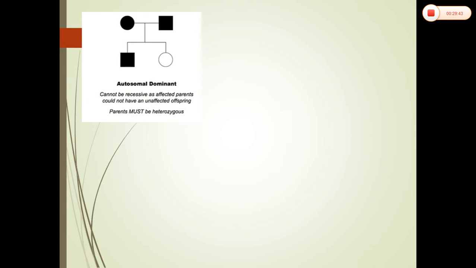If she has both the recessive alleles, it means both the parents are heterozygous for the trait. So both parents are heterozygous. Say capital A small a. Father is also capital A small a.